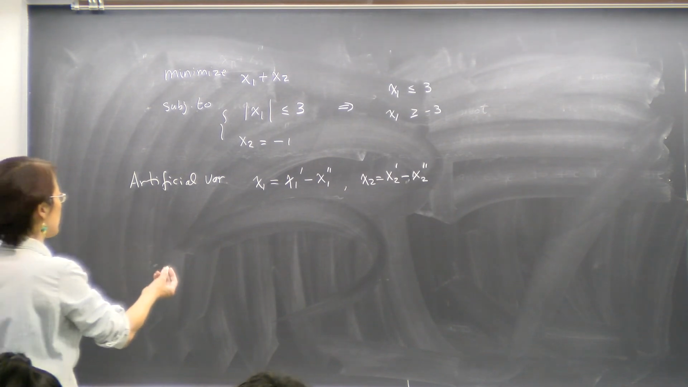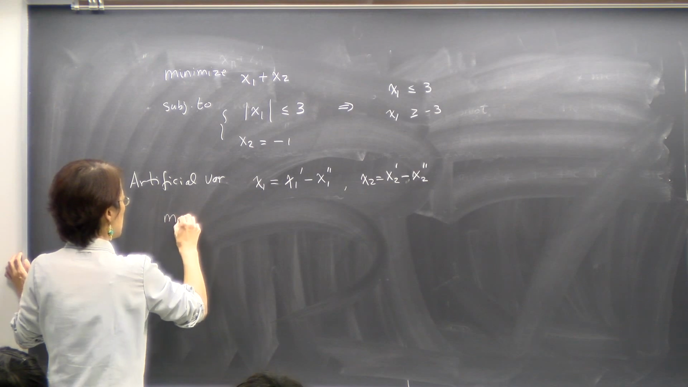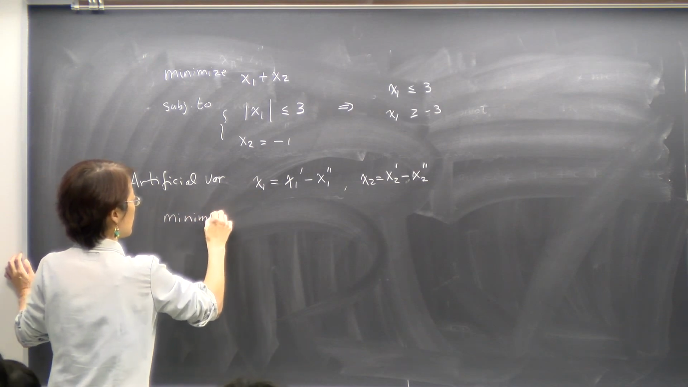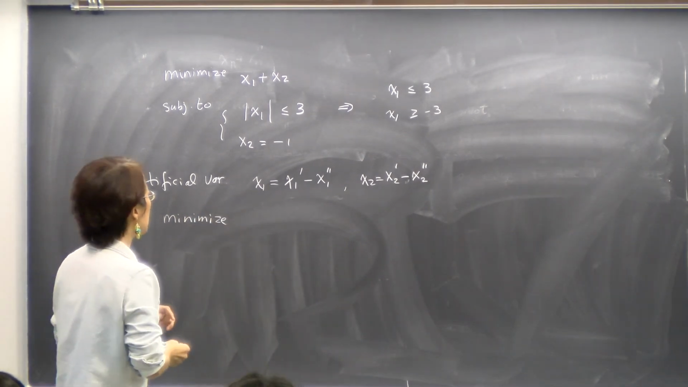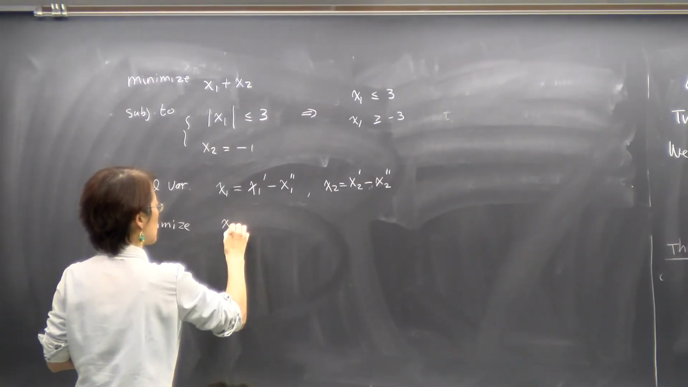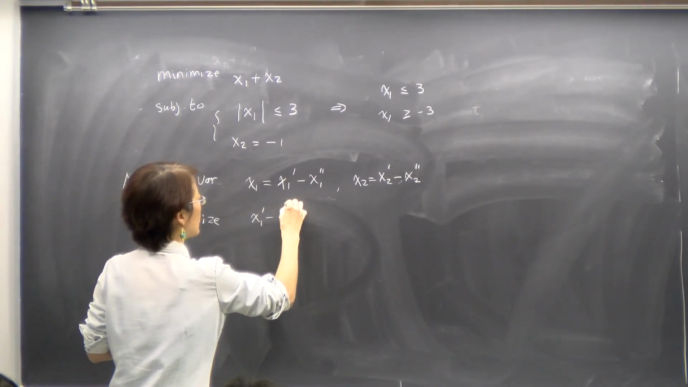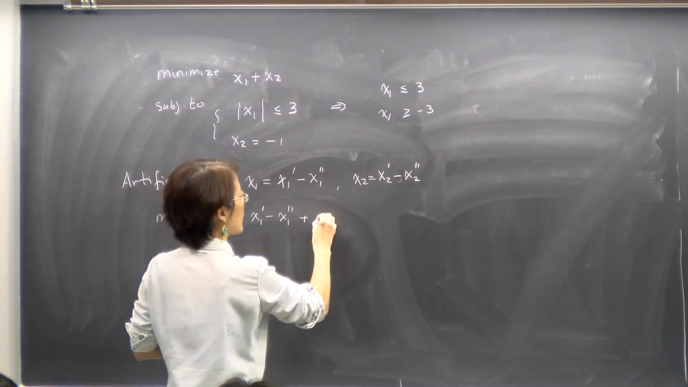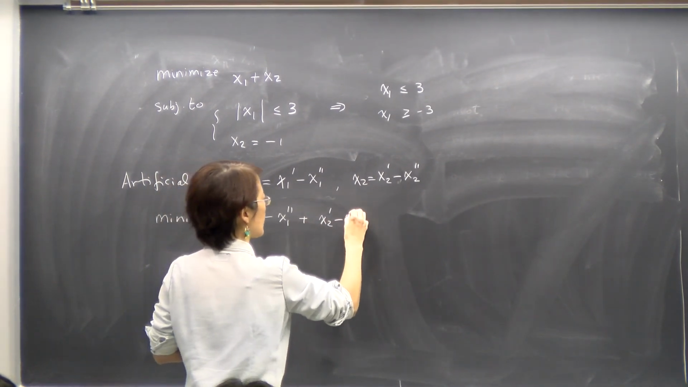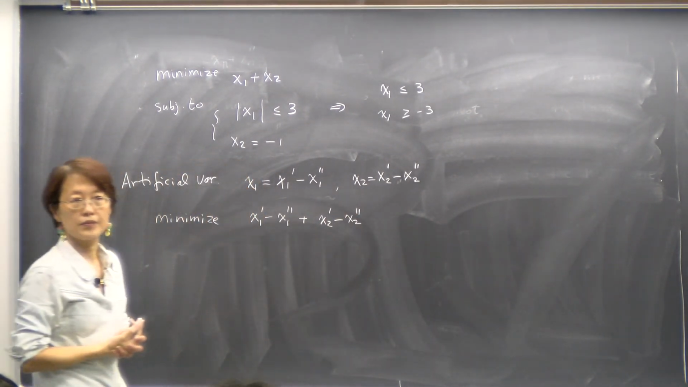And then I have to rewrite my problem. I take a step. So minimize. First, I get rid of these, right? So minimize: x1 now is x1 prime minus x1 double prime, and then x2 prime minus x2 double prime.